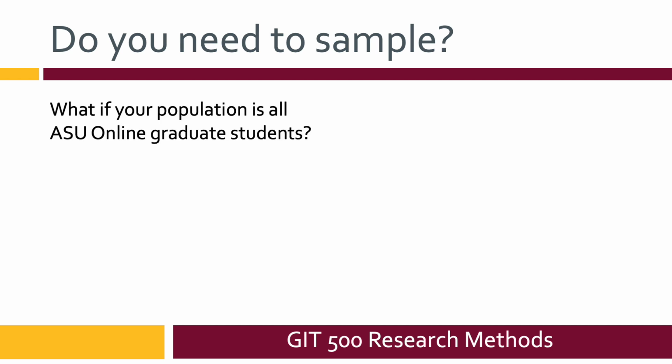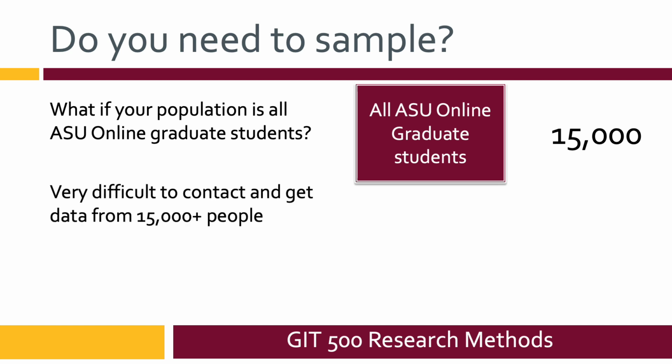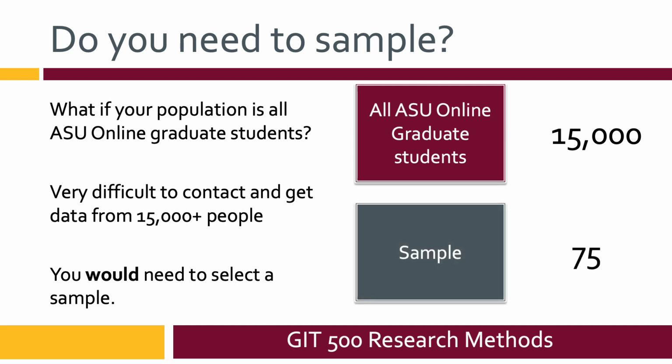Well, what if your population is much larger? Say your population is all ASU online graduate students. A couple of years ago, I don't have really recent information, this is, I think, from 2021, we had about 15,000 ASU online graduate students. Well, it would be very difficult to contact and get data from 15,000 people. But you don't need to. Again, you can have a sample. This is a good instance where you would need to select a sample. Your sample could be much smaller, 75, maybe 100. That would be sufficient.